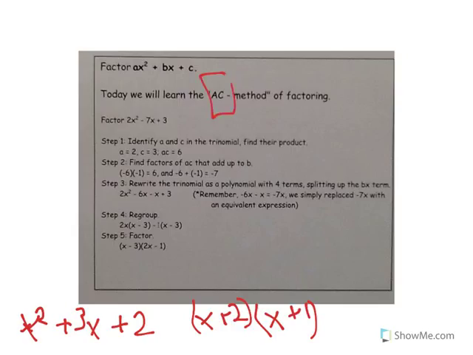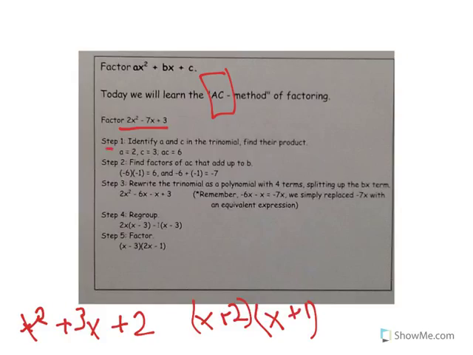We're going to use what's called the AC method, because this is how it's going to look now: 2x squared minus 7x plus 3. So we can't use the product sum method anymore because we've got that pesky number 2 in front of the x squared. So instead we're going to have to multiply out some terms here.